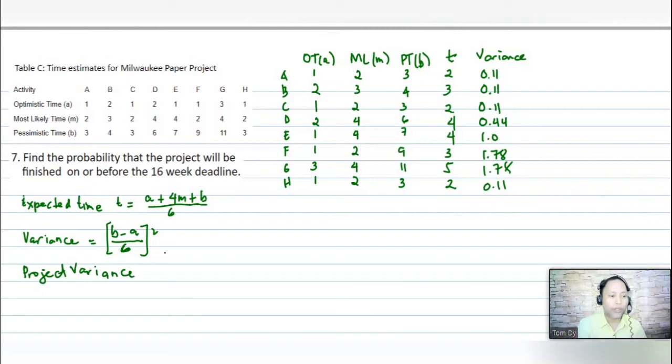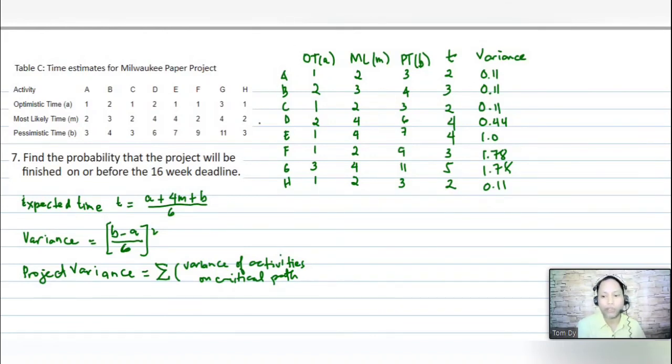Okay, so when we compute the project variance, that is the summation. If we say summation, all you have to do is add all the variances. So we have here the summation of the variance of activities on critical path.